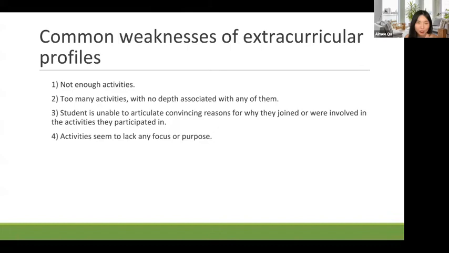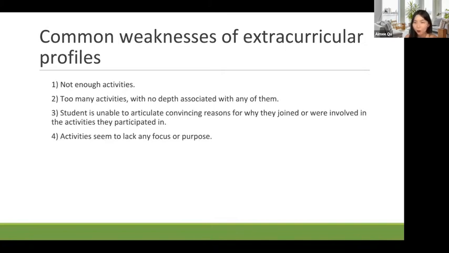Number 4 is just the activities seem to lack any focus or purpose. It's all over the place. What does the student want to study? I don't know. They did psychology this year. Then they joined this journalism club junior year. Then they joined the lacrosse team sophomore year. Then they did X senior year. It's just all over the place.